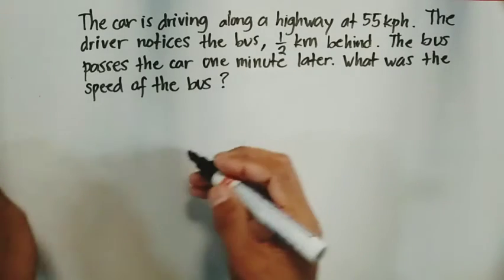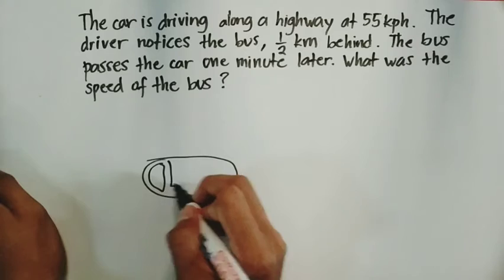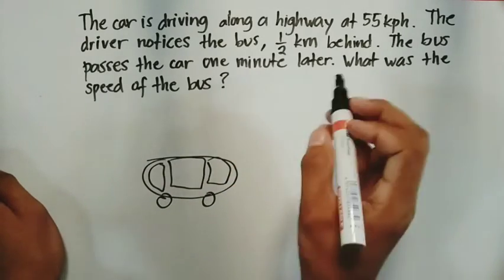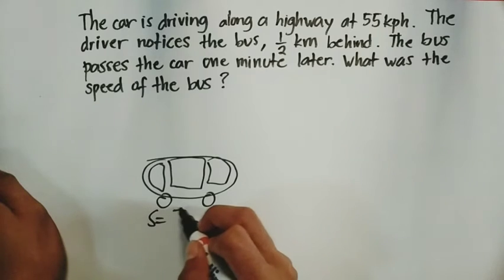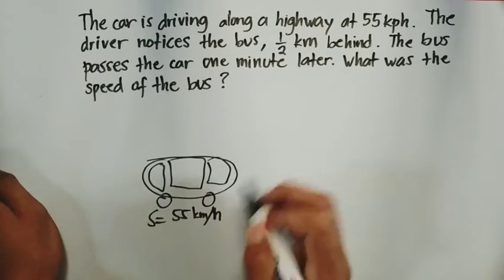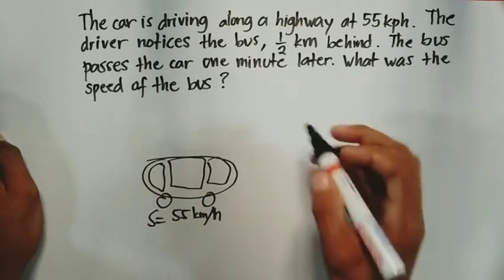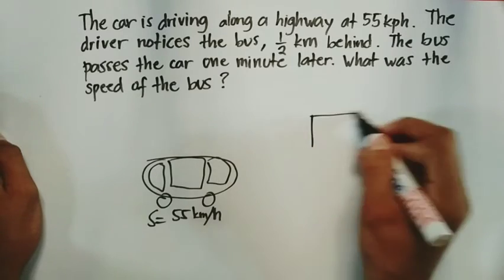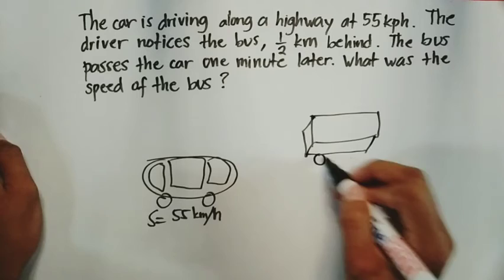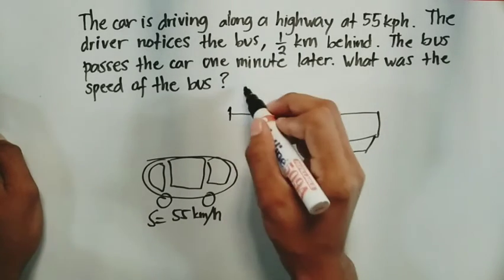So, pag ganito, drawing natin, kunwari, ito yung car. So, huwag na natin pagandahin. Basta yan yung car. Ang speed niya daw is 55 km per hour or kph. Ayan. Tapos, the driver notices the bus 1/2 km behind. So, kunwari, andito yung bus. So, basta bus yan. Tapos, 1/2 km daw.